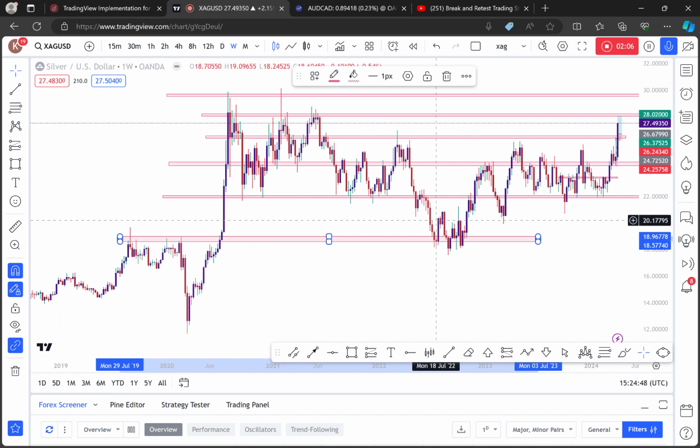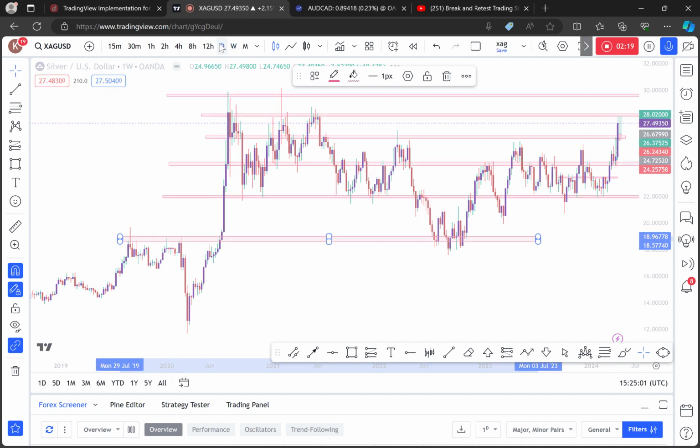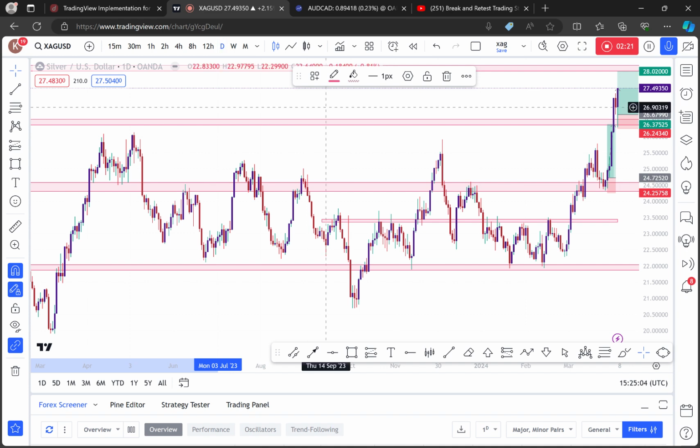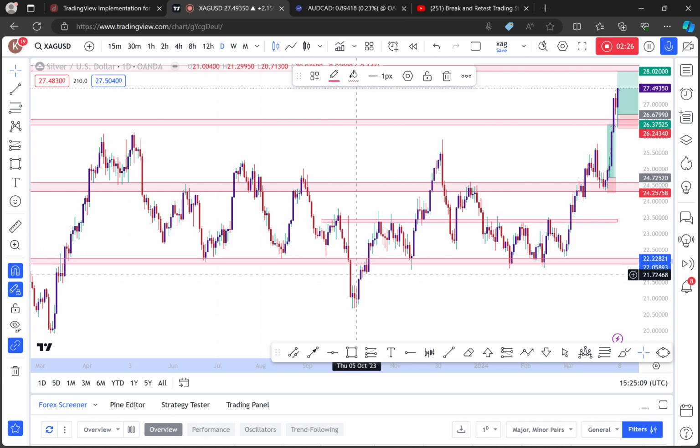Once I've spotted those zones on weekly or higher time frames, I go to daily. And on daily, as you can see, my zones are still there. I just have to make a few slight adjustments. As you can see here, price got rejected once, twice, thrice, even here the fourth time. But the fifth time, the price broke out and retested.